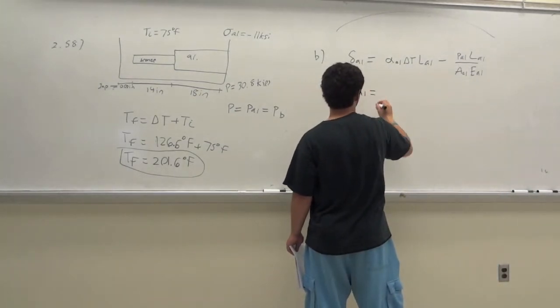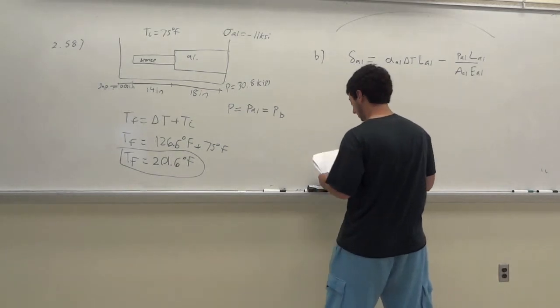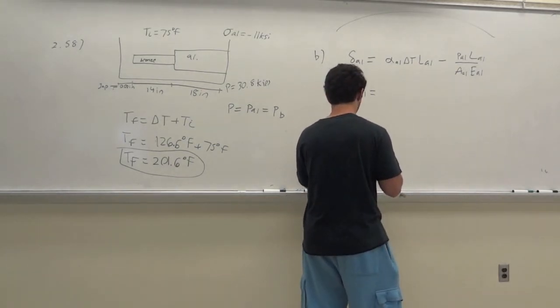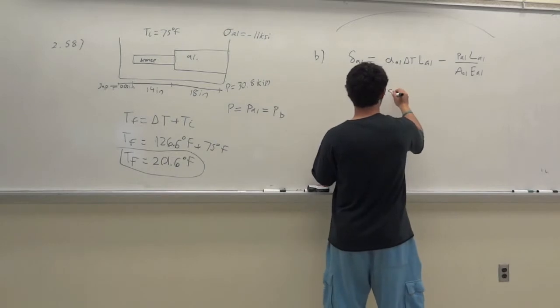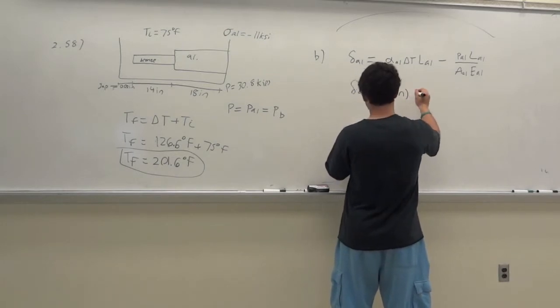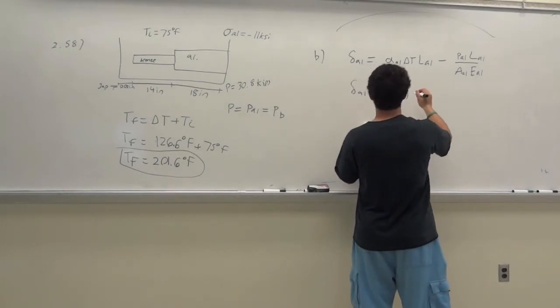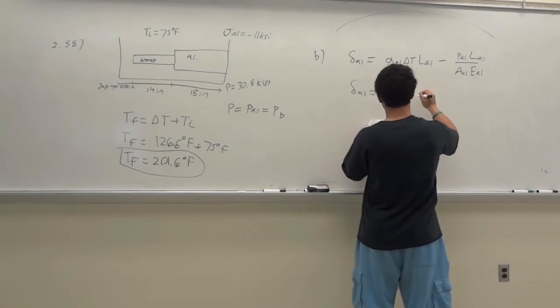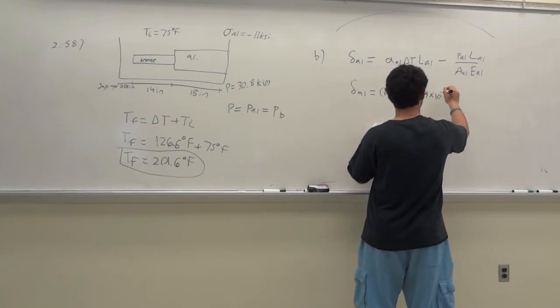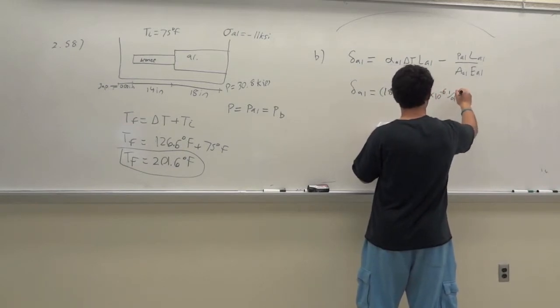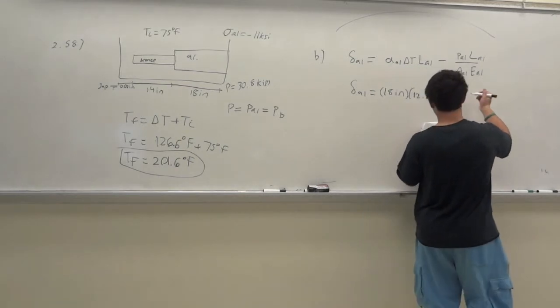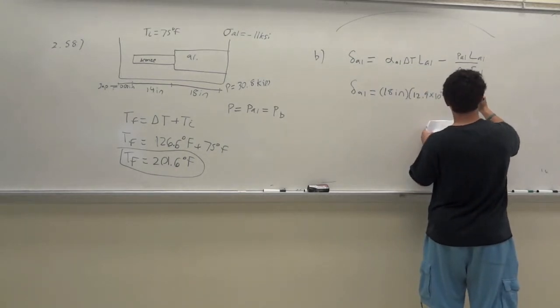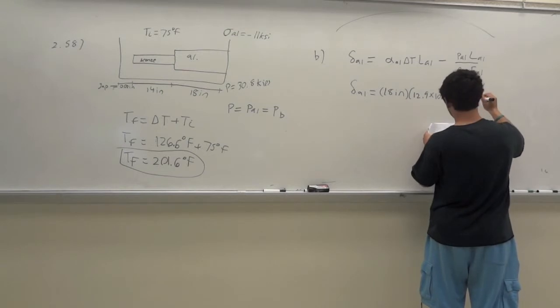So delta AL is equal to, I erased all that stuff. Let me just plug and chug the numbers. It's 18 inches multiplied by, this is the length, okay? This 18 is the length. The thermal coefficient of expansion is 12.9 times 10 to the negative 6, 1 over a degree F, times the change in temperature, which is 126.6 degrees F, which we found before.